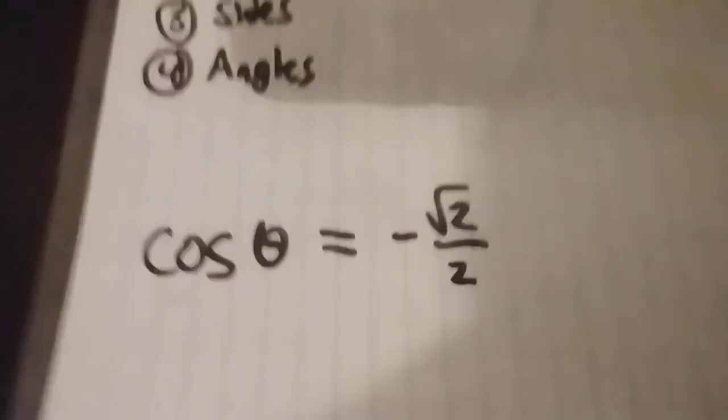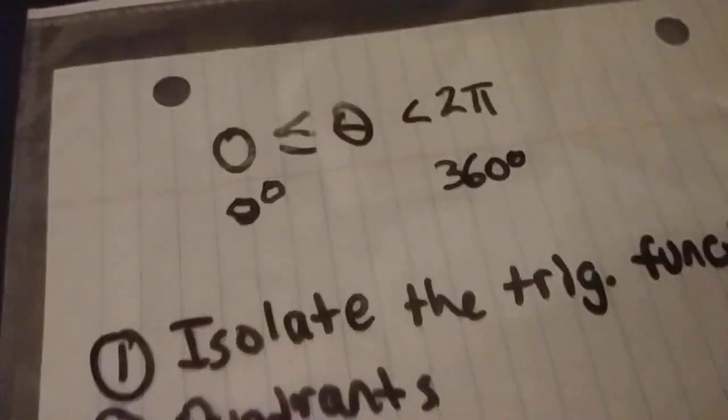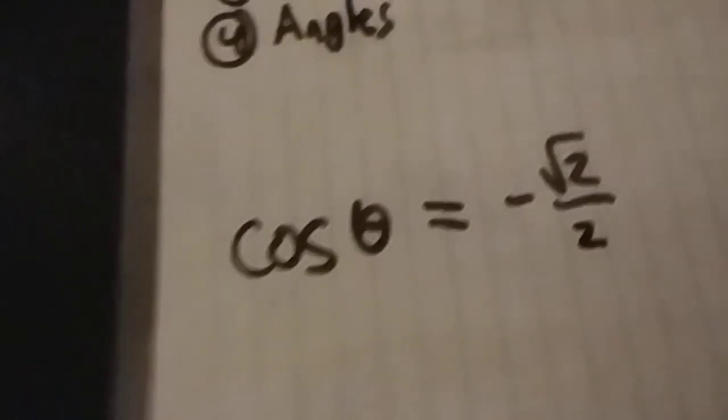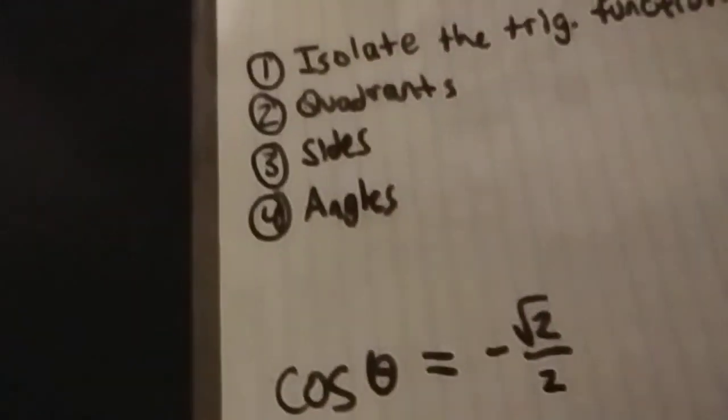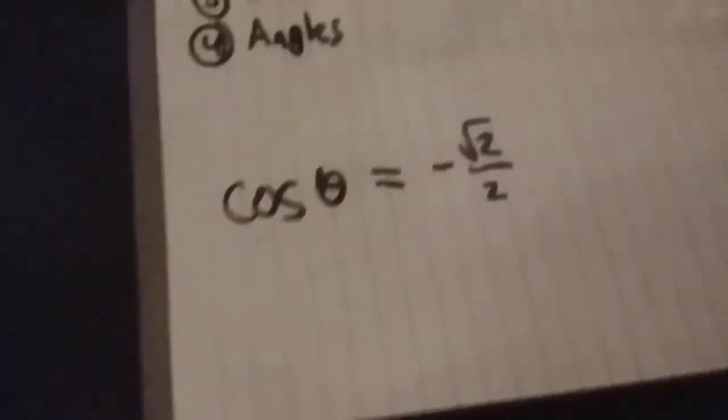So let's start out with a simpler one. Cosine of the angle equals negative square root 2 over 2. The first thing is to isolate the trig function. That means whatever trig function you see, which is cosine in this case, make it by itself. Well, it already is. You don't worry about the angle. That's just a part of it, so don't try to get rid of the angle.